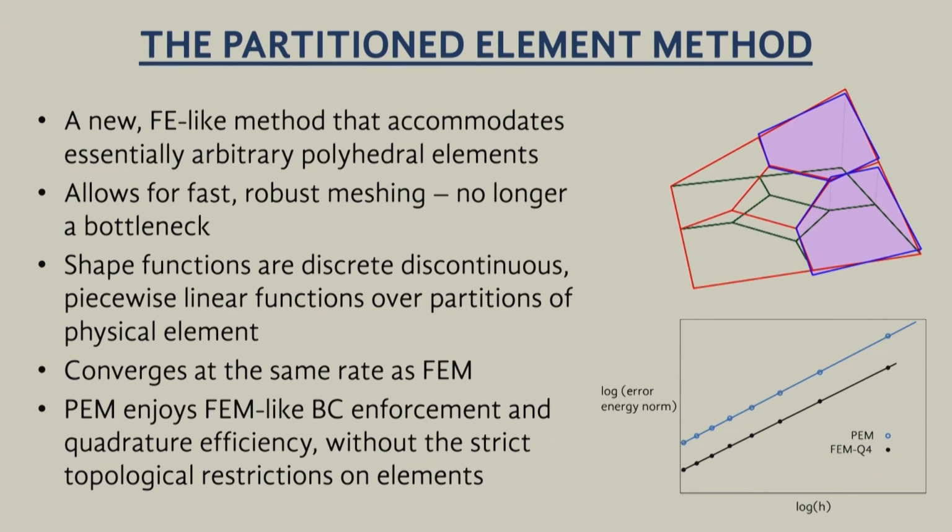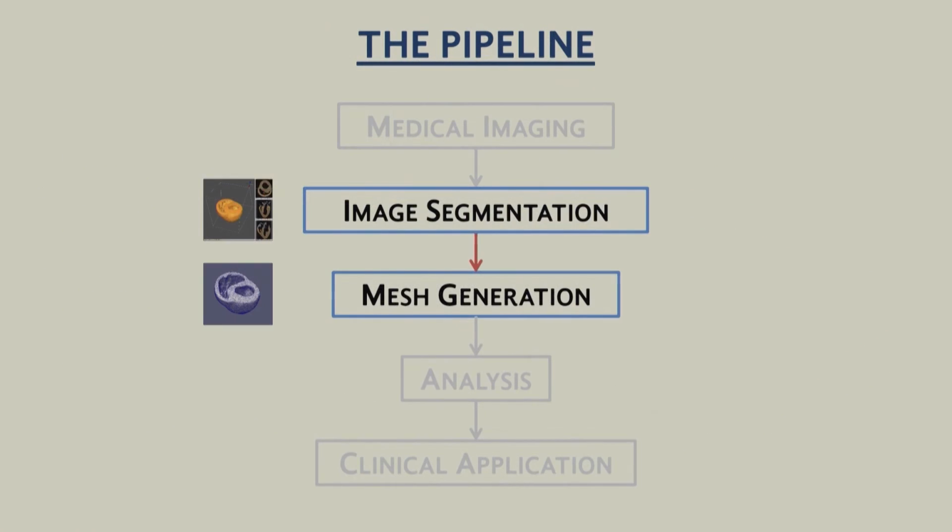In some ways it's the best of both worlds between mesh-free methods and conventional finite elements. I'm going to talk a little bit about that bridge between image segmentation and mesh generation. Image segmentation and mesh generation have very different kinds of data. A segmented image is a list of voxel positions and material types.